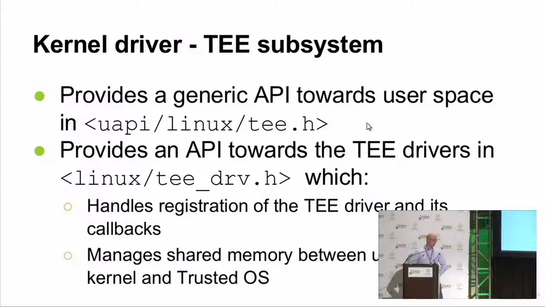When we come to the kernel driver, the TEE subsystem provides basically two sets of APIs. We have the user space API that we have just discussed, and then we have an API towards the TEE driver that handles registration of the driver and the callbacks that the driver has to provide. And then it also manages shared memory between user space, kernel, and trusted OS, to avoid having all the different drivers doing their own implementation.